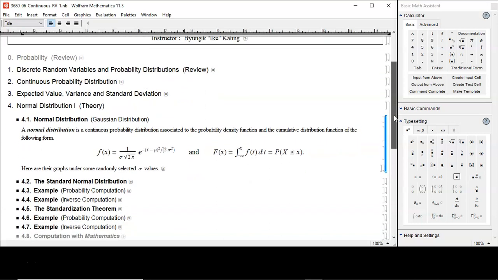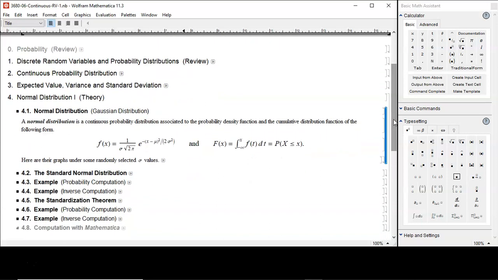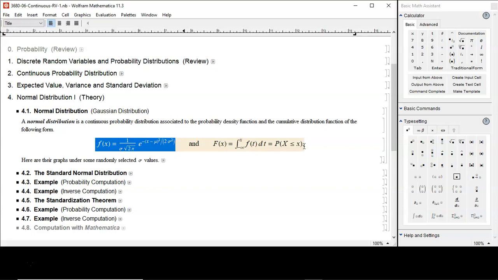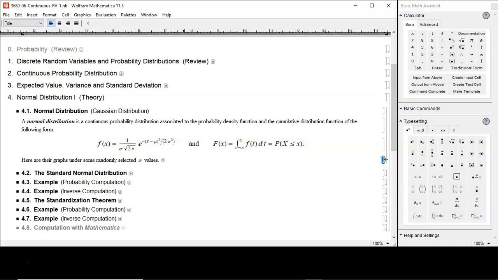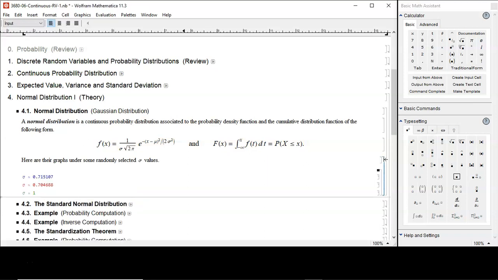What is normal distribution? Oh boy, it's intimidating, but it's a distribution of this form. Here's a probability density function, and its integral version is the cumulative distribution function. It's called Gaussian distribution, named after German mathematician Gauss. And here is a visualization.